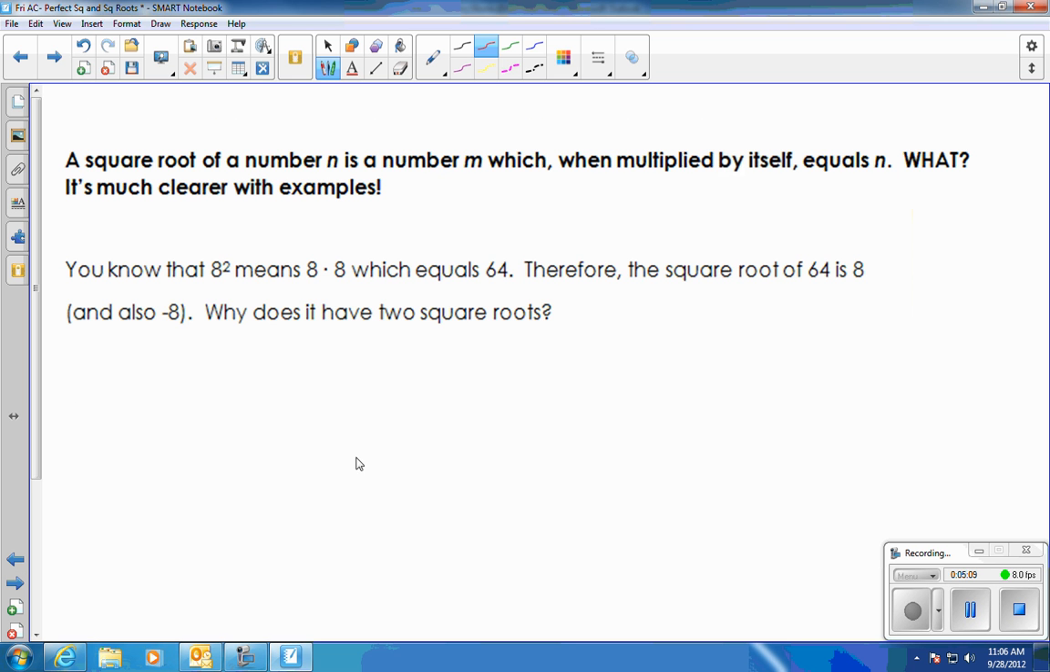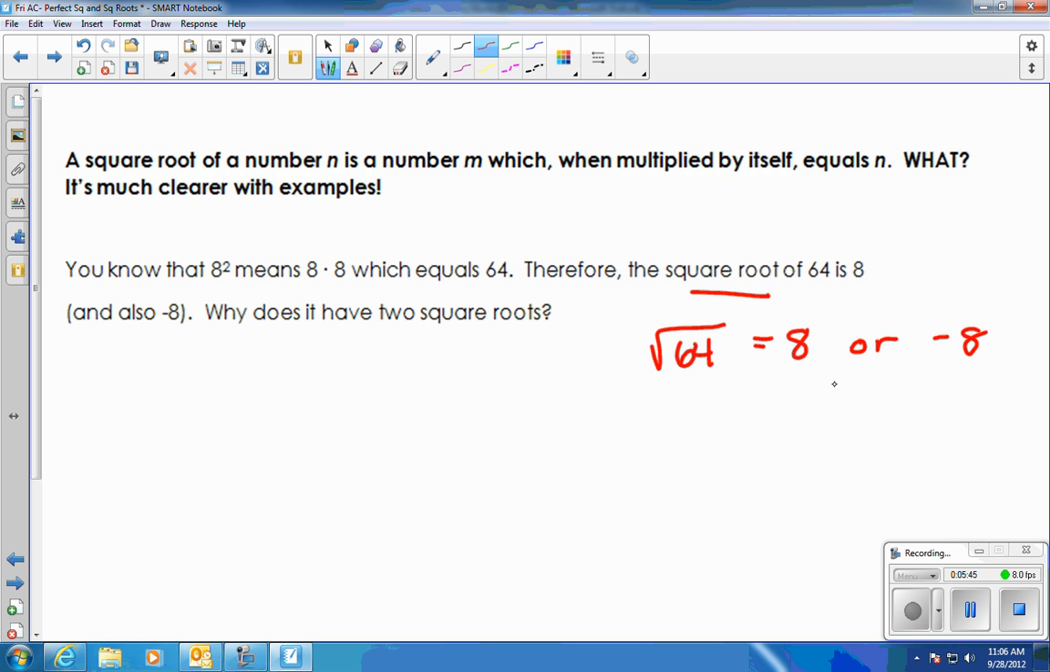Now, the square root of a number is that number multiplied by itself, which equals n. Let's just look at what it means because it's a little easier when you actually see it in an example. You know that 8 squared means 8 times 8, which equals 64. Therefore, the square root of 64, which is most of the time written like this, equals 8. It also equals negative 8, and we'll talk about that in a minute.